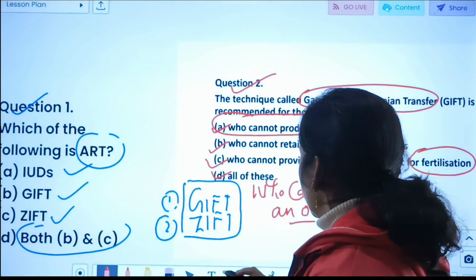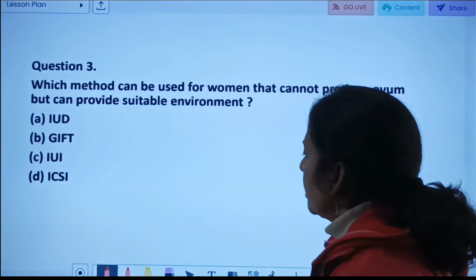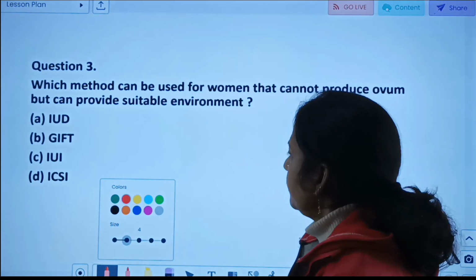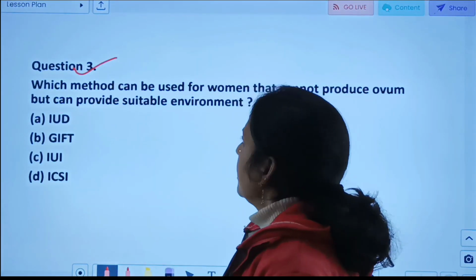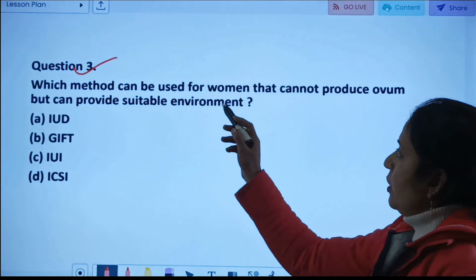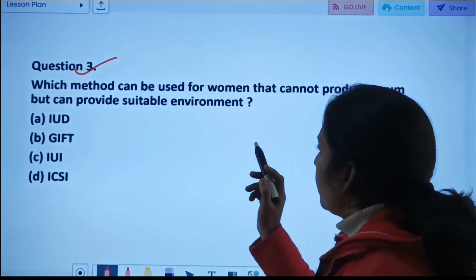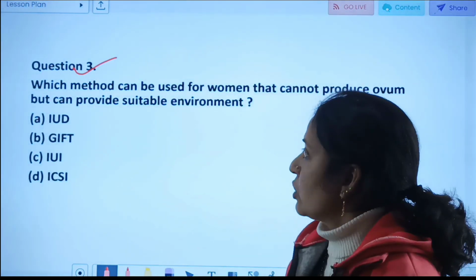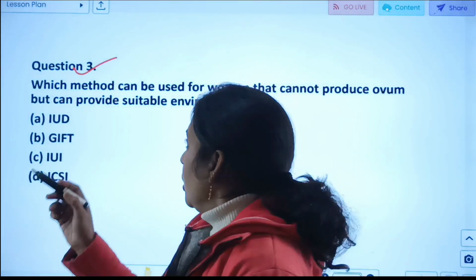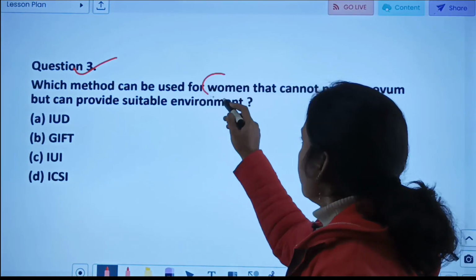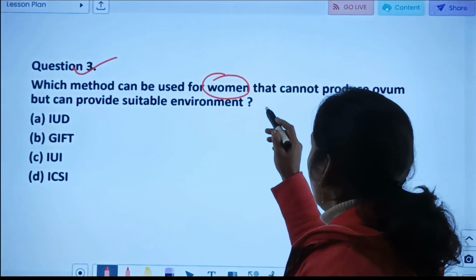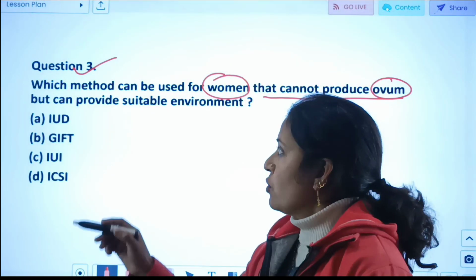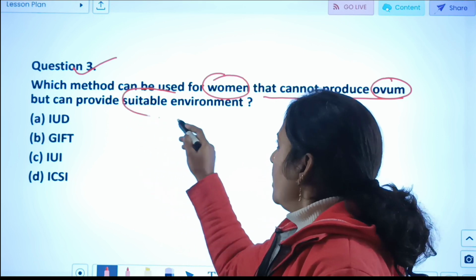Now shift to question number 3. Your question number 3 is: which method can be used for the woman that cannot produce ovum but can provide the suitable environment?